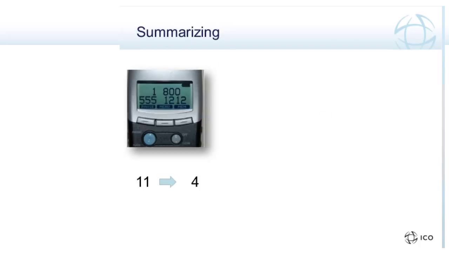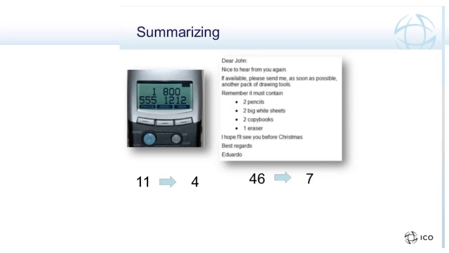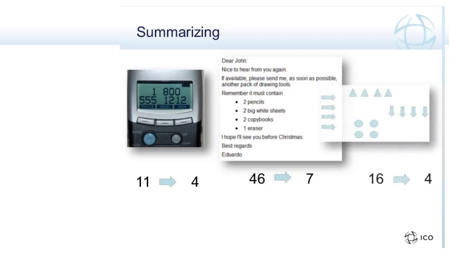So, what do all these examples of chunking have in common? In all of them, we have grouped pieces of information in a way that they are more easy to memorize, retrieve, and understand. So, with the phone, instead of remembering 11 numbers, we only must remember 4 chunks. With the email, we converted 46 pieces of information in 7 meaningful chunks. Finally, with the drawing, we went from handling 16 pieces of information to 4.